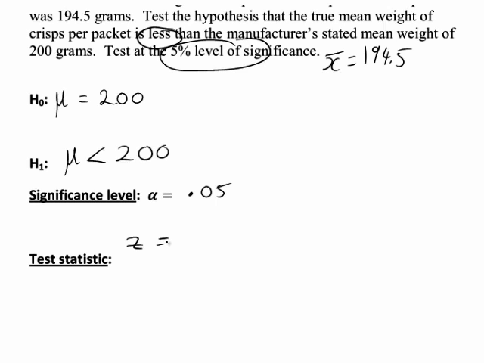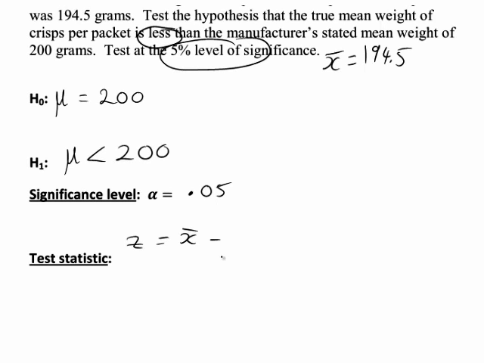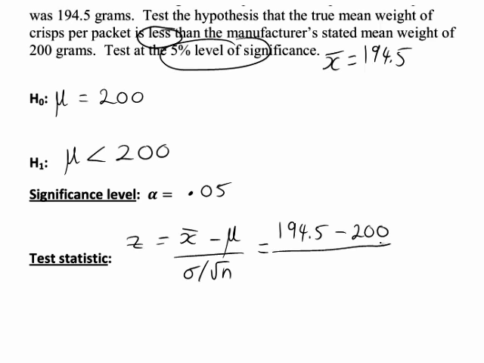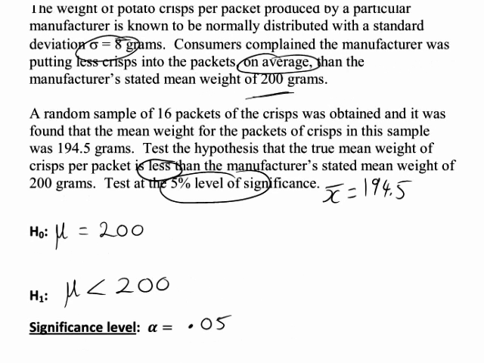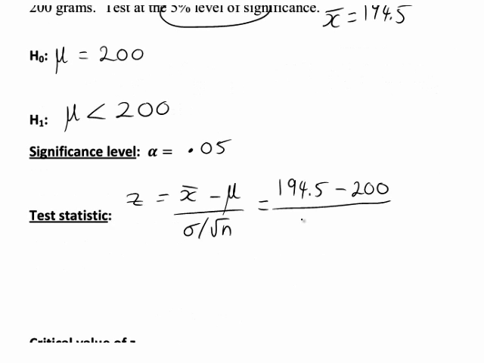So this is where we calculate our test statistic, which is the difference between our observed sample mean X bar and the hypothesized population mean mu, divided by the standard error, that is, divided by sigma on the square root of the sample size. So here we saw that the sample mean was 194.5, the hypothesized value of mu suggested by H0 was 200, and for the standard error, we had information about sigma. If we look back at what we were given, we were told that was 8 and the sample size n was 16. Therefore, this is divided by 8 on the square root of 16.